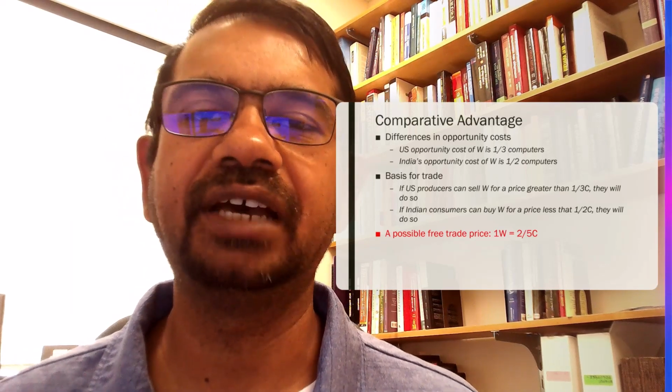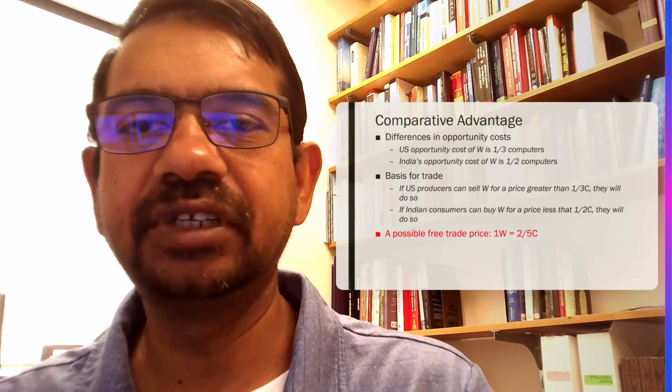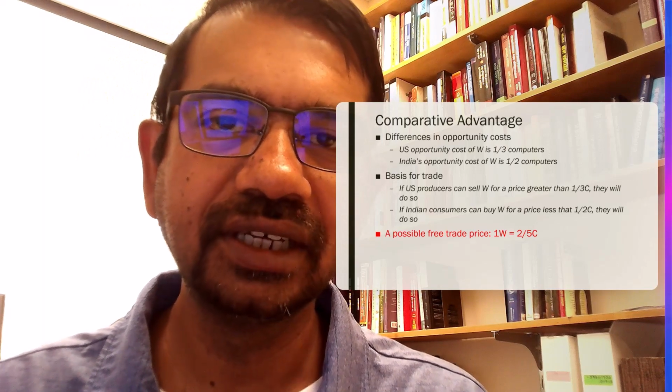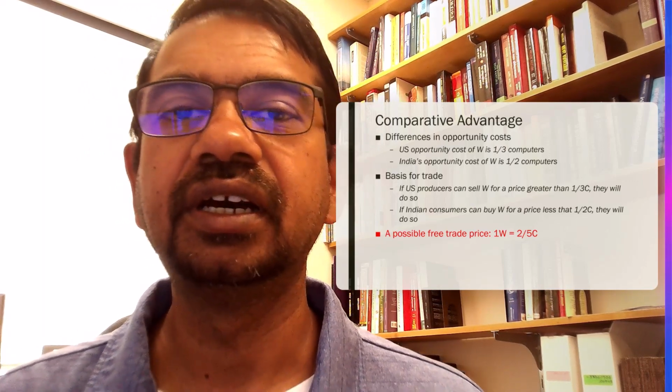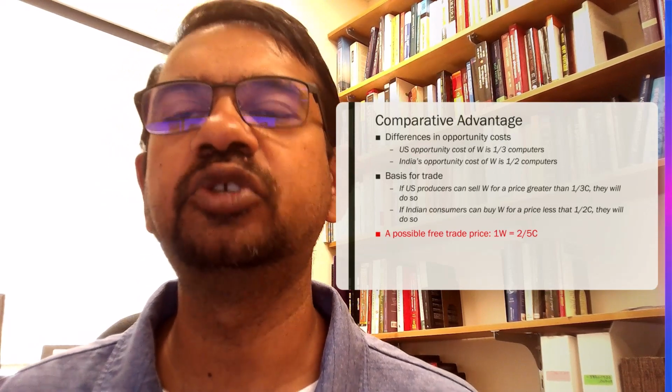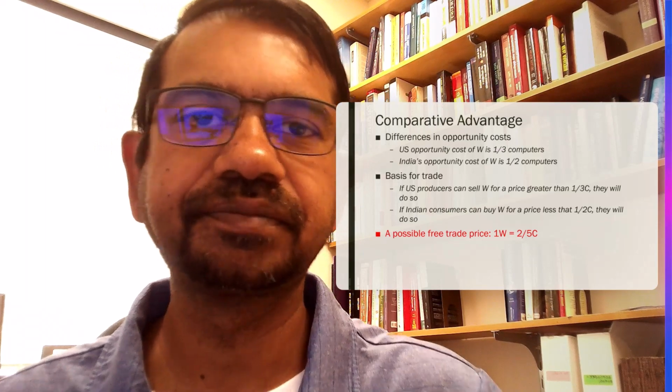they will be happy. So as long as we can come up with an intermediary price which is acceptable to US producers of wheat and Indian consumers of wheat, there will be a basis for trade. One such possible free trade price could be that one wheat trades for 2/5 computers.